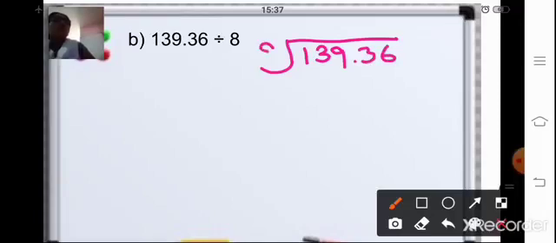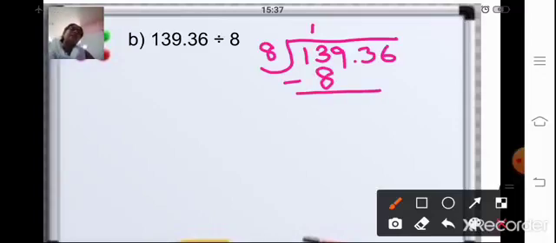.36 divided by 8. 8 ones are 8. You can put 2 decimals together. Now 13 minus 8 is 5. Bring this 9 down.